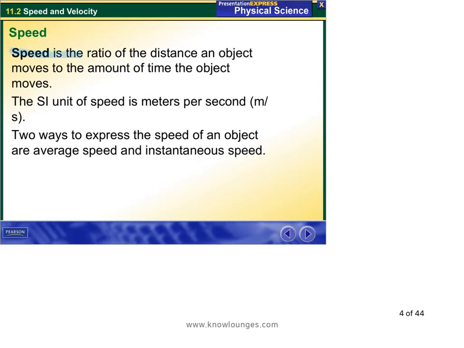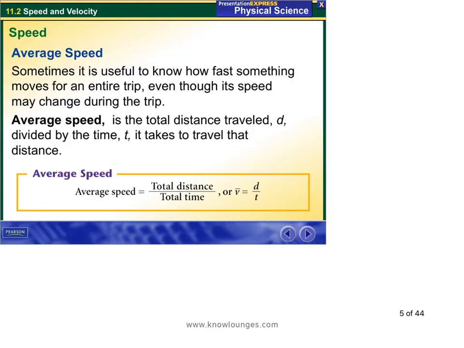The definition of speed is just a ratio of the distance an object moves to the amount of time the object moves. Our SI unit of speed is meters per second. The definition for average speed is the total distance traveled divided by the time it takes to travel that distance. The formula for average speed is total distance divided by total time, or we use the symbol V bar equals d over t.